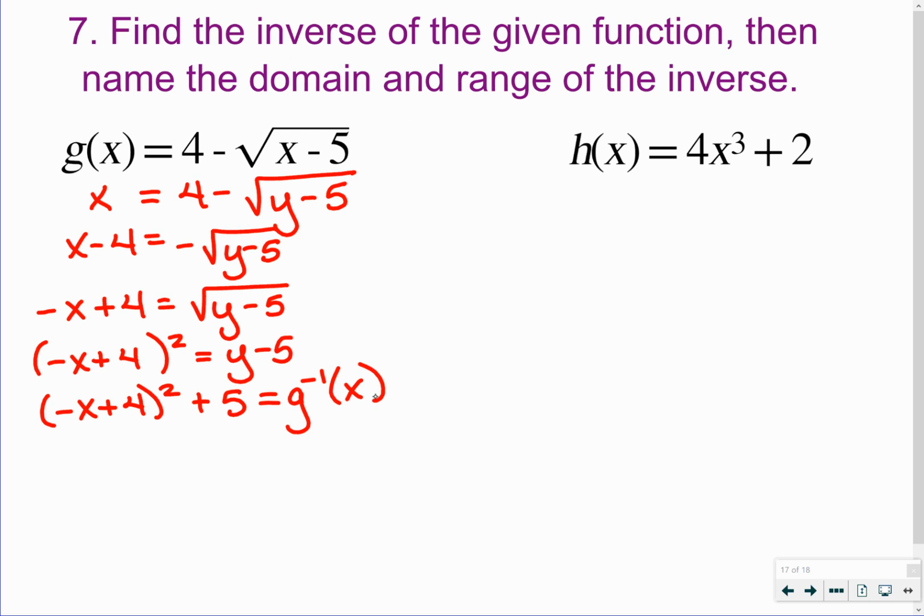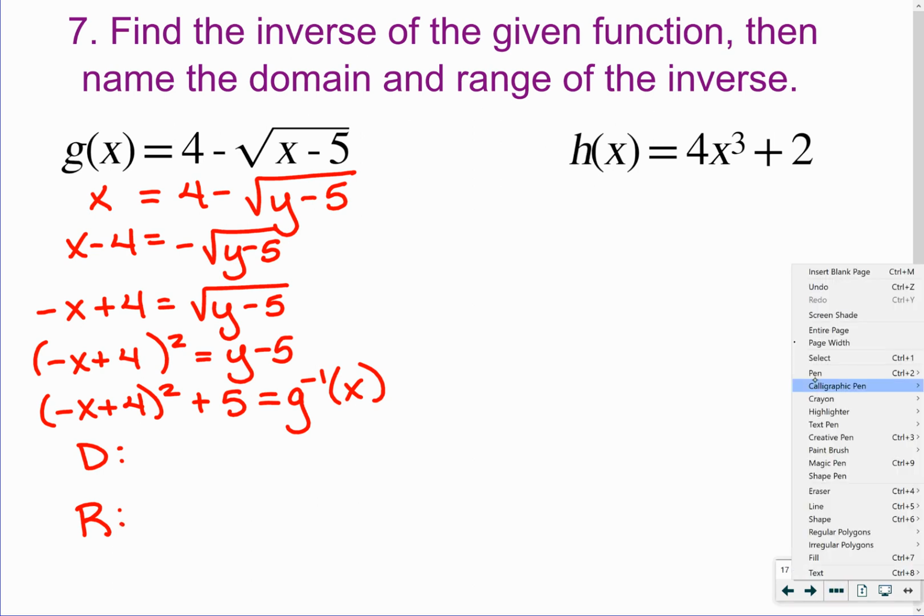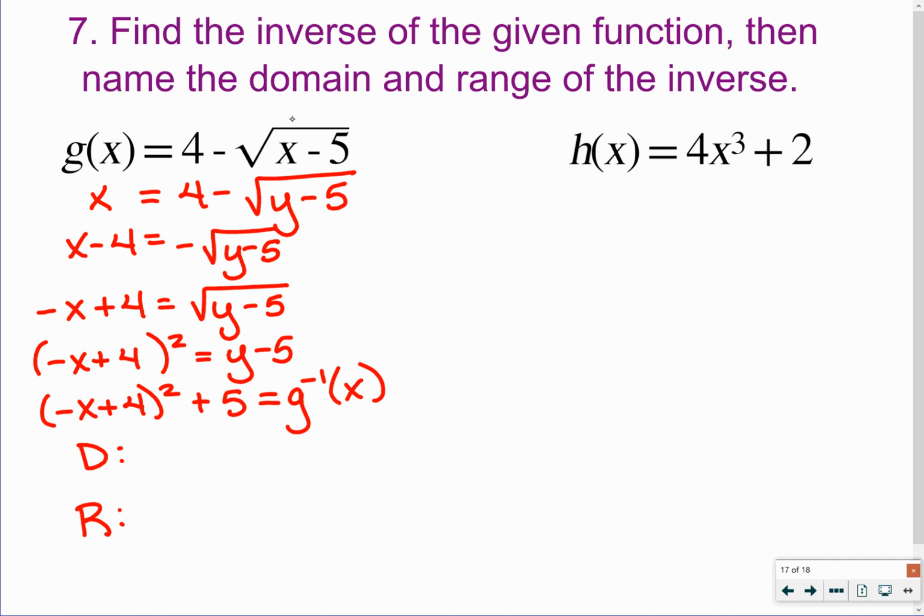Okay. Now, if I want to name the domain and the range of the inverse, I'm going to come back to the domain in a minute. The range of the inverse is the domain of the original function. And you guys did this on your test yesterday. If I want to find the domain of this guy, I'm just going to take that x minus 5 and say, hey, that's got to be greater than or equal to 0. So x has to be greater than or equal to 5. That's my range, 5 to infinity.